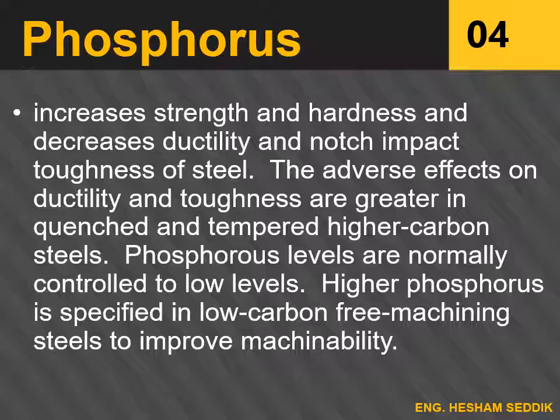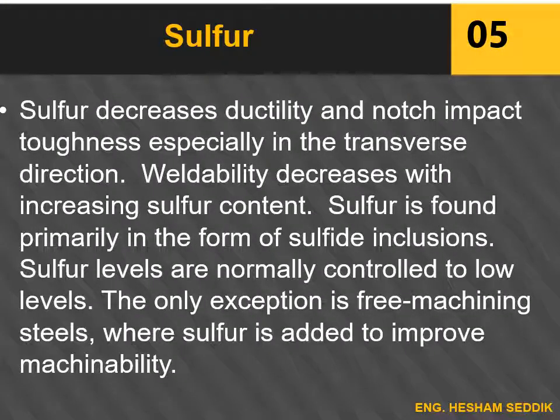Phosphor: an increase of phosphor can increase the strength and the hardness also, but not like manganese or carbon. Sulfur: by increasing sulfur, weldability will decrease, ductility will decrease, and notch impact toughness will be especially poor if the sulfur content is high. But sulfur is added to our steel composition to improve the machinability.